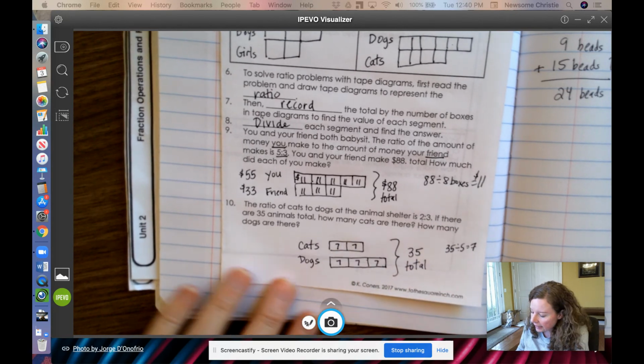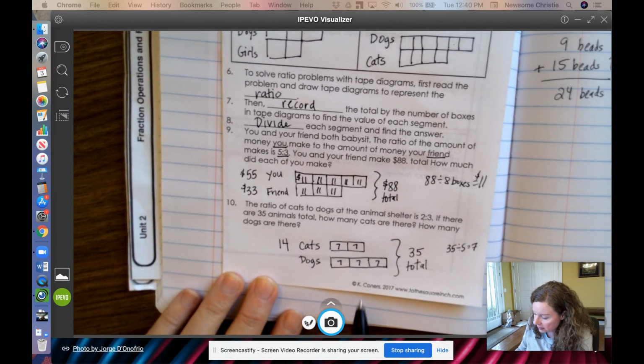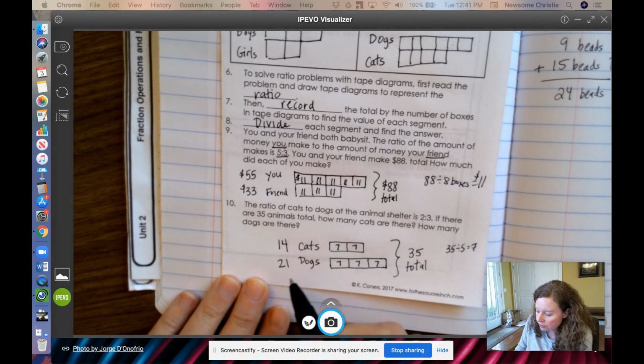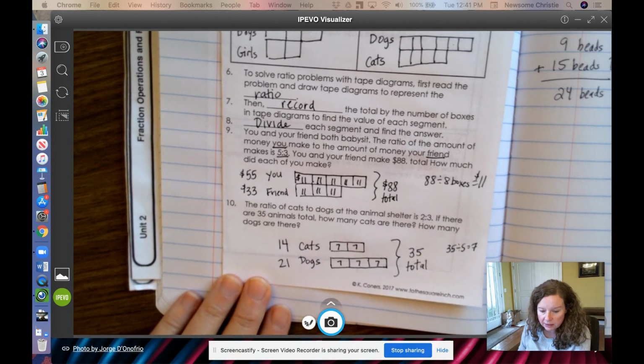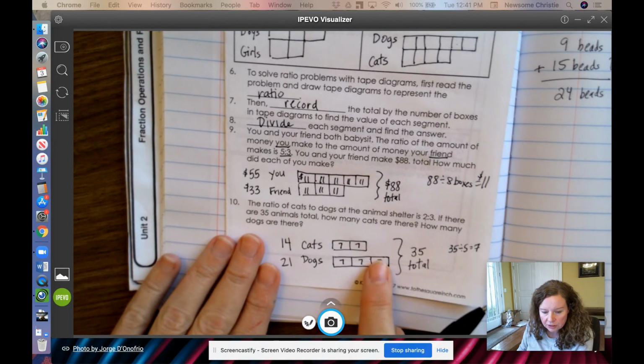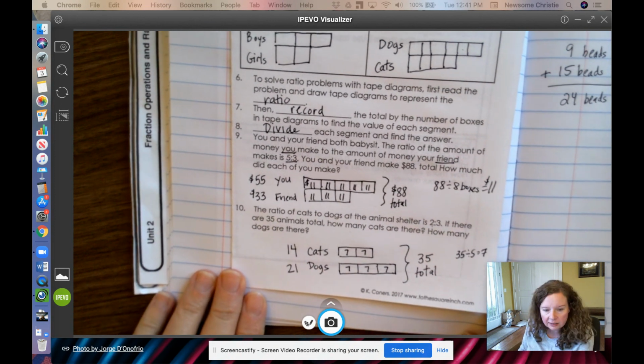And now we can add. So cats, there are 7 plus 7, 14 cats. And then 7 times 3, 21 dogs. And if you add those up, 14 and 21 does equal 35. Okay? The tape diagram just helps you to sort through the ratio with the totals and helps you to figure that out a little bit smoother.